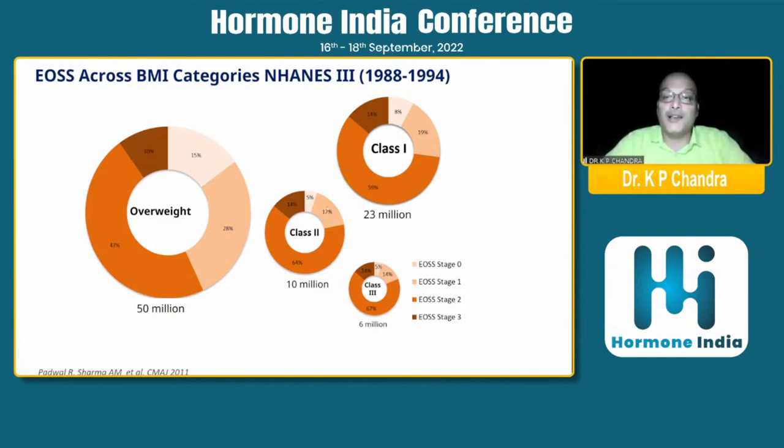Yes, people in class 1, class 2, and class 3 obesity did have the majority of patients in EOSS stage 2 or stage 3, but a few of them still were not in EOSS stage 2 or stage 3, that is, they were in stage 0 and stage 1. They may not need aggressive management of obesity. So despite a lower BMI, if disease activity, if medical concomitant illness, if functional limitations are there, the patient would need aggressive treatment, and that is why it becomes important to classify and diagnose obesity based on the EOSS method.